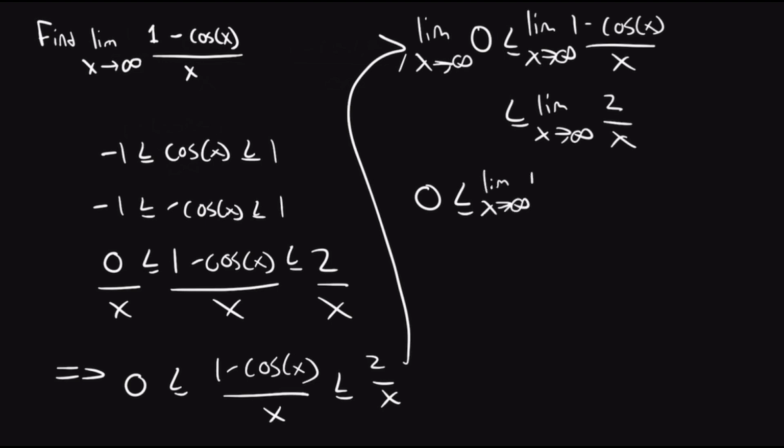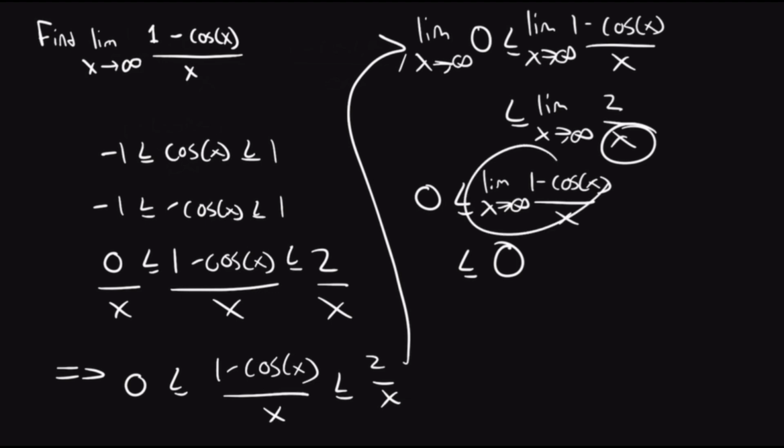So the limit as x approaches infinity of (1 minus cos of x) divided by x is less than or equal to the limit as x approaches infinity of 2 over x. Over here, x is in the denominator and x is getting really big, so you're dividing 2 by a really big number, which means it's just approaching 0. So you can see that the limit in the middle is less than or equal to 0, and it's also greater than or equal to 0. This just means that it is equal to 0, so we have found the limit using the squeeze theorem.